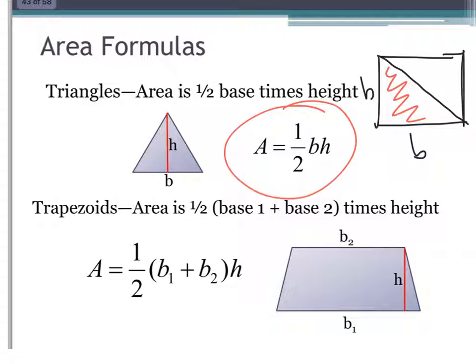Now the thing is, what's really important here, the height is a perpendicular between the two bases. So it's whatever line, doesn't matter if I turn it on its side or what I do, you look for the line that is perfectly perpendicular, so that's 90 degrees between the two bases. That line becomes the height. So again, it takes base 1 and base 2, that's the two parallel sides, adds them together, divides by 2, so it averages them, and then multiplies them by the height. And we'll do an example of that, don't sweat it.